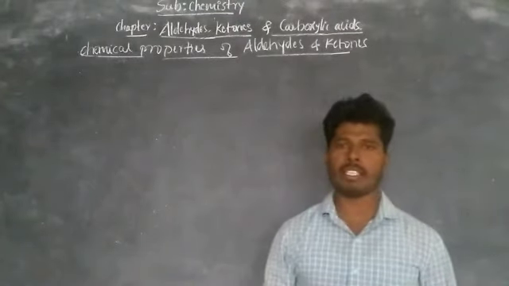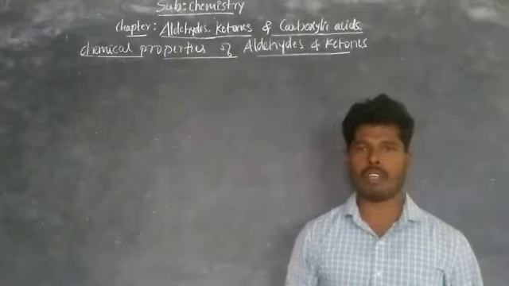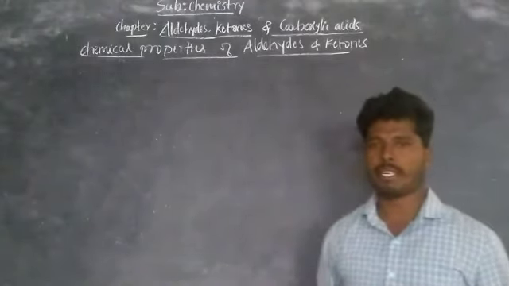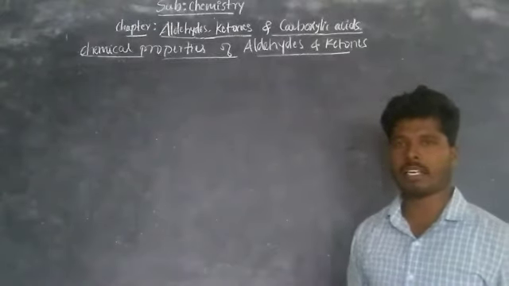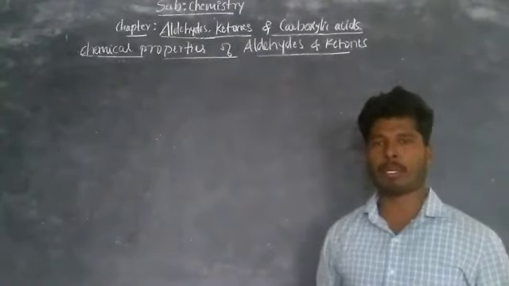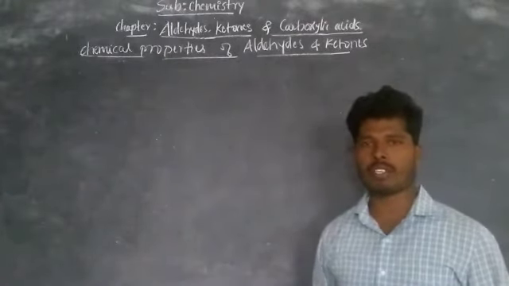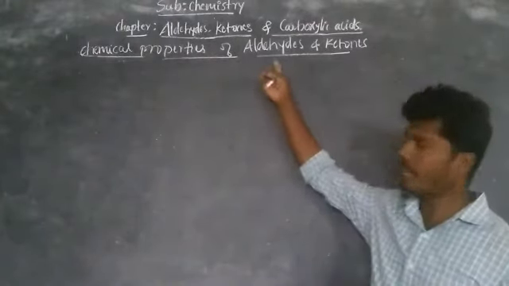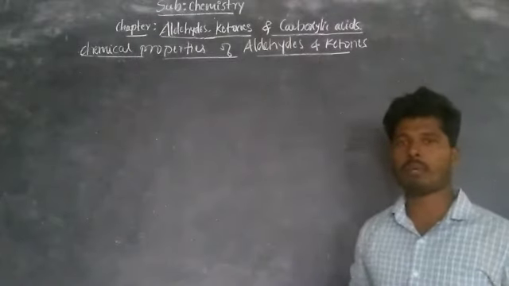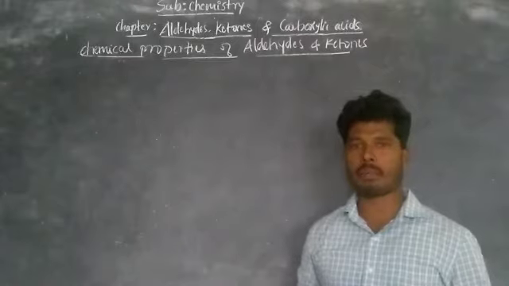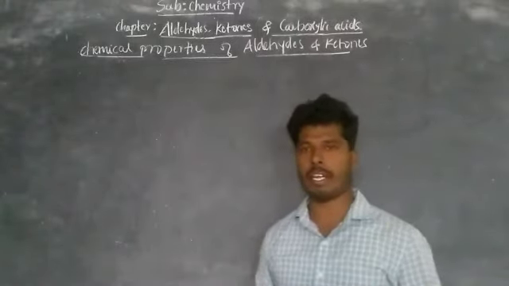Welcome to chemistry class. In last classes, we have learned the chemical properties of aldehydes and ketones. In those classes, we learned two chemical properties, that is nucleophilic addition reactions and condensation reactions of aldehydes and ketones. Now we are going to study the third chemical property of aldehydes and ketones, which is reduction reactions.